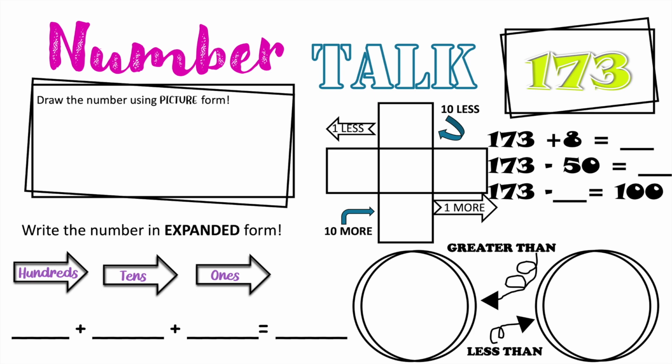Solve the equations 173 plus 8 equals blank, 173 minus 50 equals blank, 173 minus blank equals 100. Then go ahead and write the number in expanded form, hundreds, tens, and ones. Write a number that is greater than 173 and a number that is less than 173. Once you have finished, go ahead and press play to continue with our video.